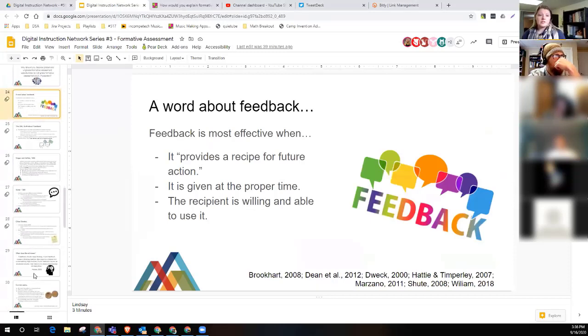Good feedback, first and foremost, provides information that students can use. It is not just stating what is right or wrong. It is a recipe for future actions. It gives students steps that they can take.